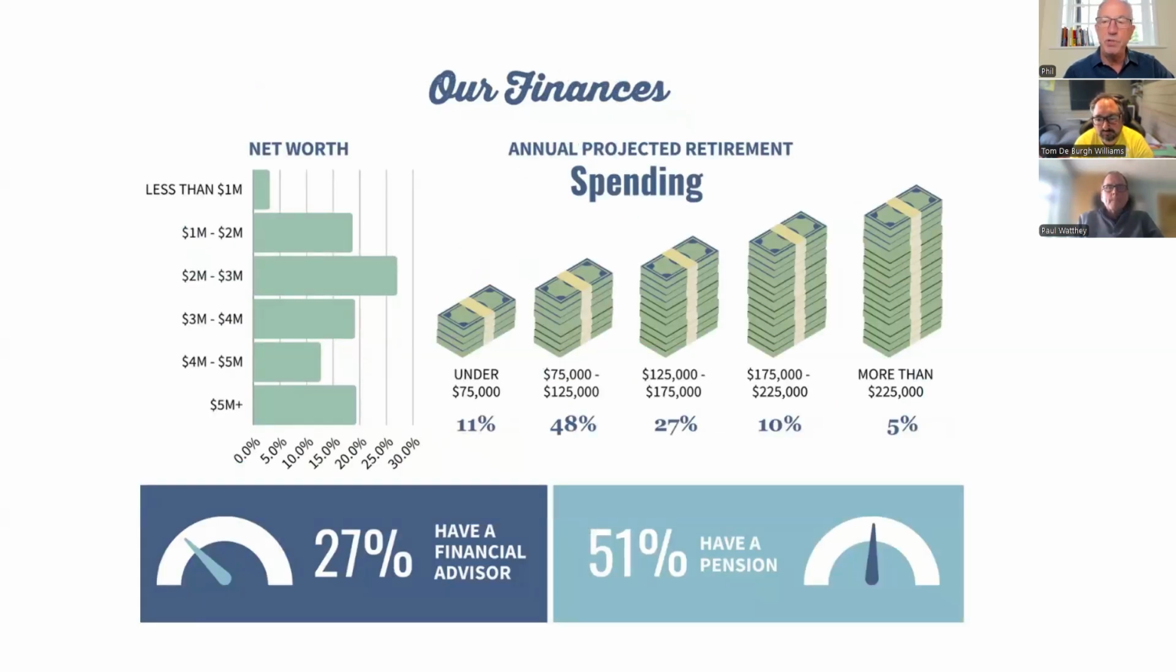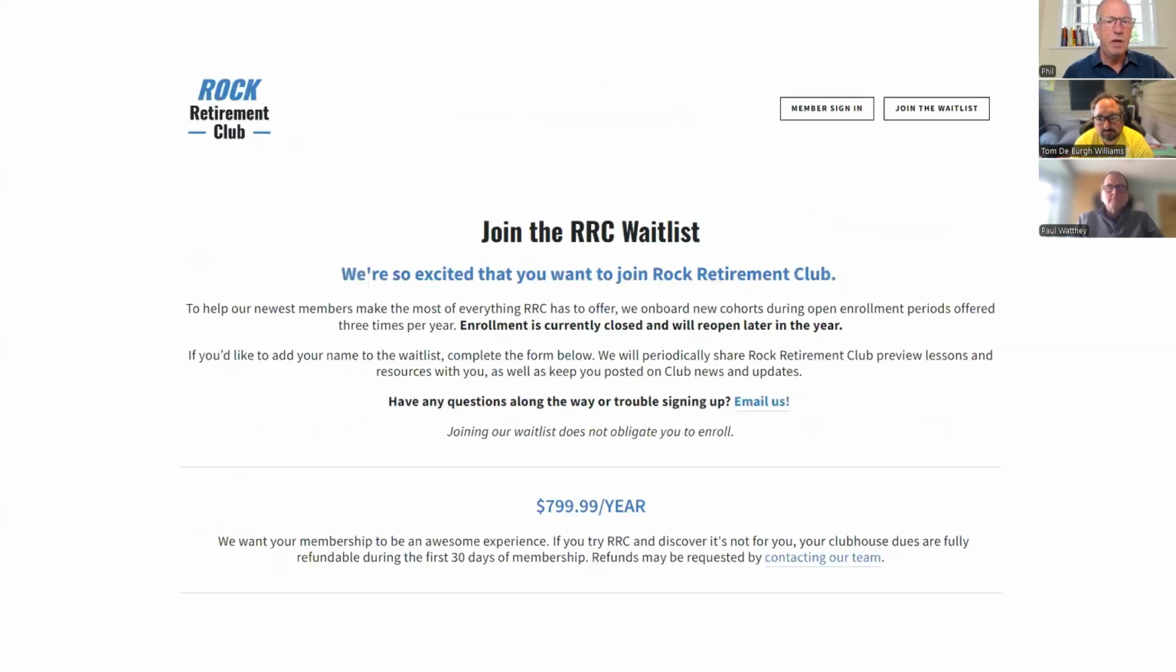And they also share some of the stats. Interesting, only 27% have a financial advisor. Well, 100% of them have now got access to a financial advisor within the group. 51% have a pension. And they do the old waitlist thing. And here's the price: $800 a year. Now, if you are a person of a certain type, maybe you've had a good job over the years, you've got some savings, 800 quid, $800, that's nothing. Absolute peanuts. Why would you not want to join a community like that?